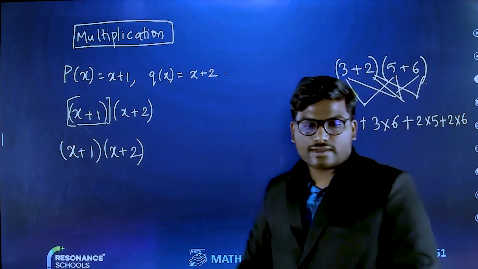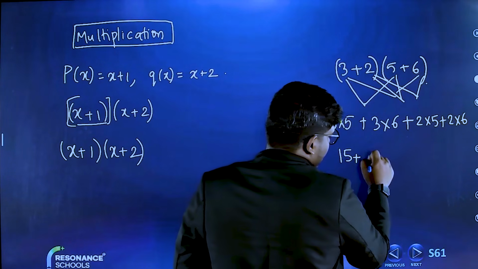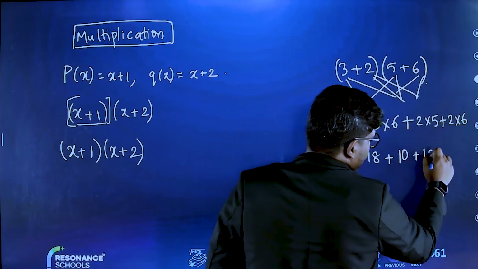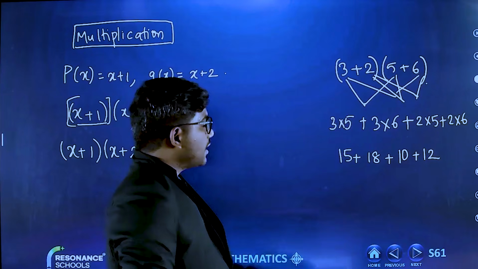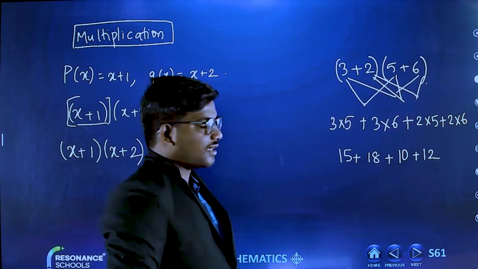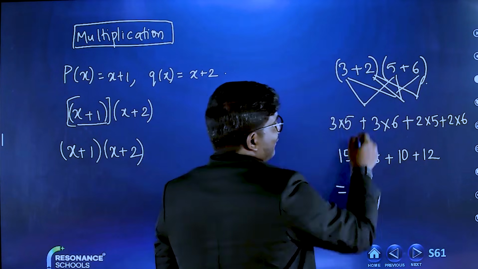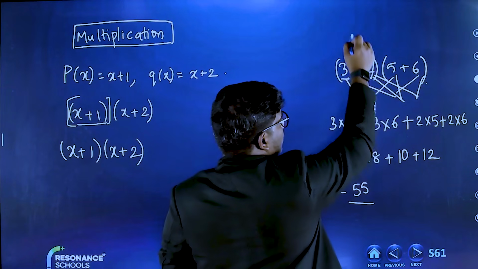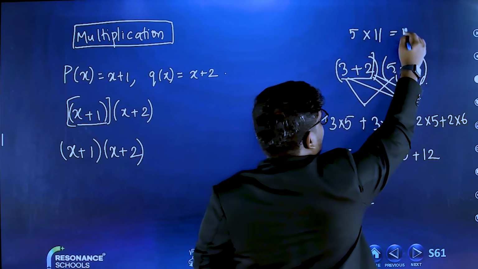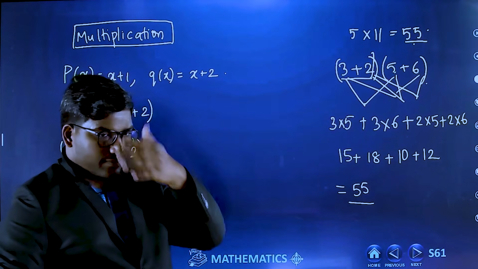Right? So this will be 3 times 5 is 15, 3 times 6 is 18, 2 times 5 is 10, and 2 times 6 is 12. Right? So 15 plus 10, 25, 18 plus 12 will be 30. So 25 plus 30 is 55. Now verify this. 3 plus 2 is 5, 5 plus 6 is 11. So 5 times 11 is 55, right? Are they both the same? They are, right?